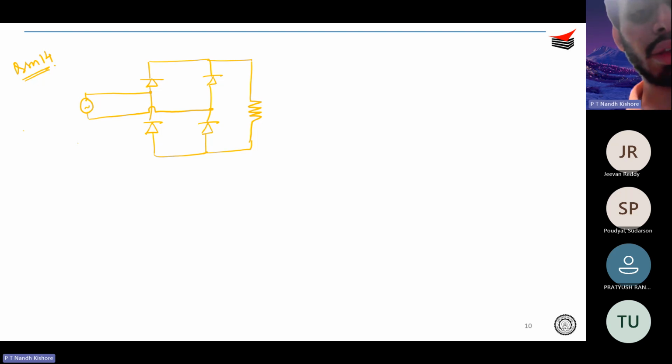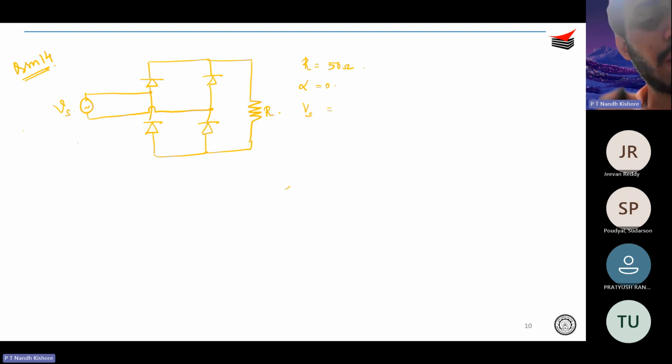So this is a purely resistive load. And this is your VS, right? And you have your diodes. So this is actually your single phase full bridge rectifier. In this circuit, they have given R as 50 ohms. Alpha is 0, correct? Because these are all diodes. So this will come in handy while solving, right?